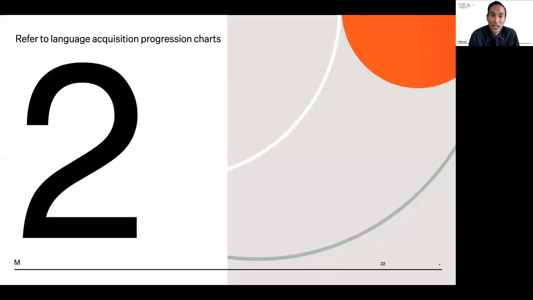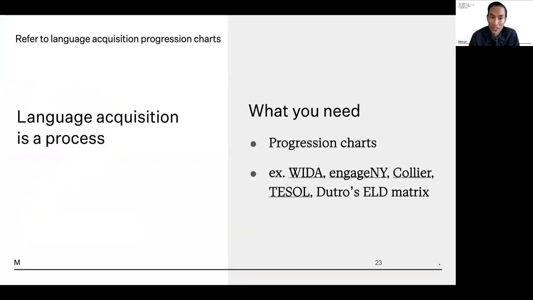Refer to language acquisition progression charts. Once you have their levels, you have these charts. Now, you can think about language acquisition as a process. You know, if you've ever learned another language, you have to start with the basic stuff. Same with students who are learning English, very basic. So what you need are progression charts. There are many out there.